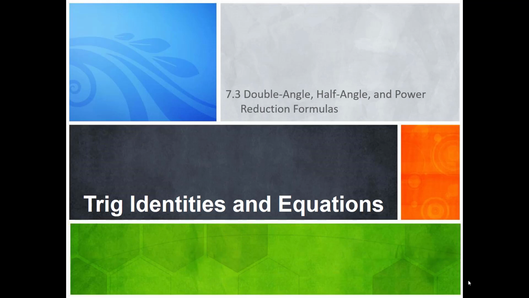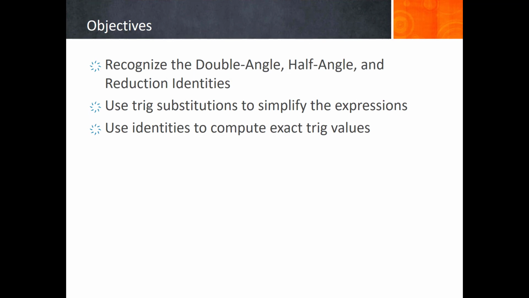Welcome to another lesson on trig identities. In this lesson we'll be looking at the double angle, half angle, and reduction formulas. Again, just very similar to what we looked at in the last lesson. We just need to know what the identities are, what they look like, can we recognize them when we see them, and then how do we use them to simplify expressions or to compute exact values.